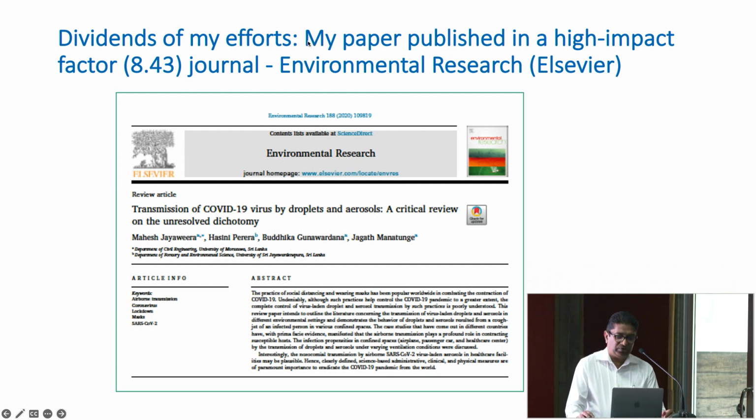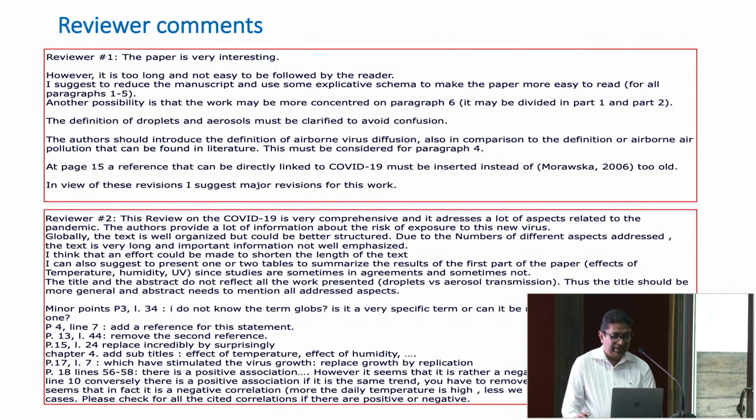My paper was published in a high impact journal, 8.43, fairly high, Environmental Research, an Elsevier journal. This is on transmission of COVID-19. In 2020, I wrote it, and within a month I got it published, within a month. What I did, I followed the 10 steps. That's all. Nothing else. And these are the reviewer comments.